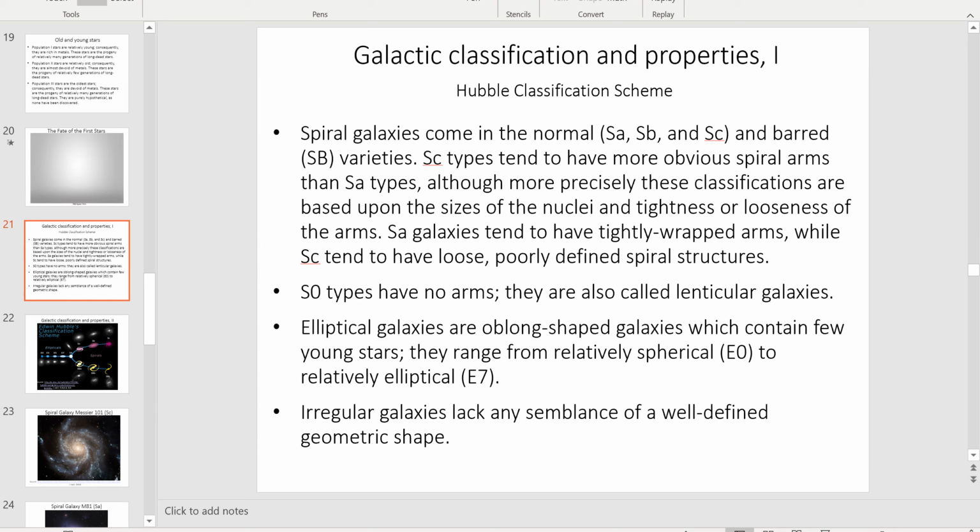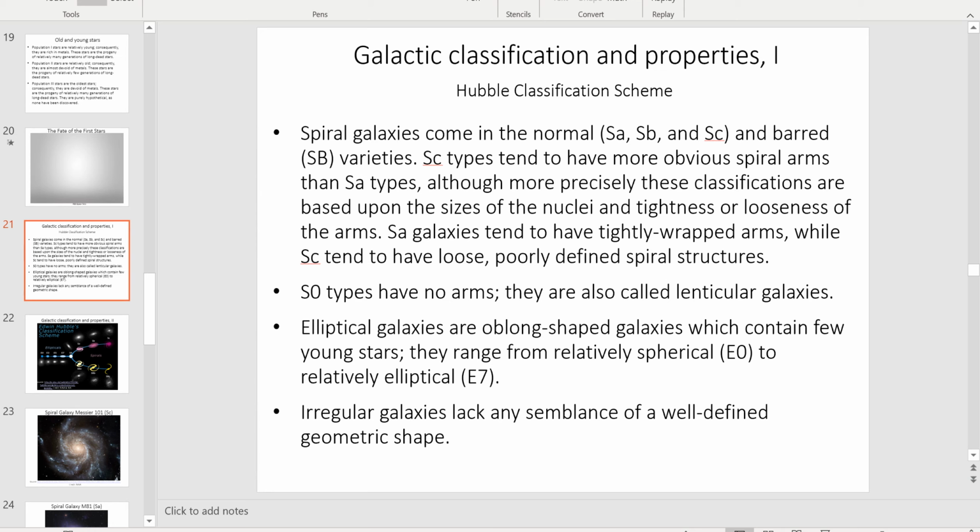Next, we have elliptical galaxies. These are oblong shaped. They are elliptical. Remember, I mentioned that planets orbit the sun and stars in general in ellipses. These are ovals. They're like circles that are stretched out. We have galaxies that roughly look like this as well. There's no connection, just the basic geometric shape happens to be similar. These are oblong-shaped galaxies that contain few young stars, and we actually categorize them from relatively spherical to relatively elliptical.